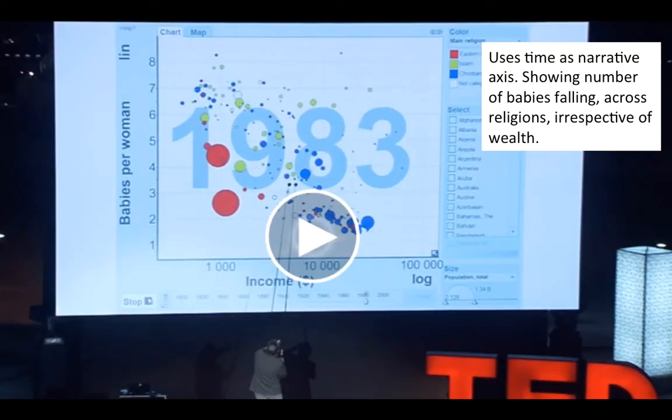Move the clock forward and we see that time is starting to move. Now, obviously, if you watch the video, this is incredible, with incredible interactive graphics. But we see most of these bubbles falling towards the bottom. We see China and India, the big red circles, coming down. And now countries don't have to be so rich to have few babies per woman.